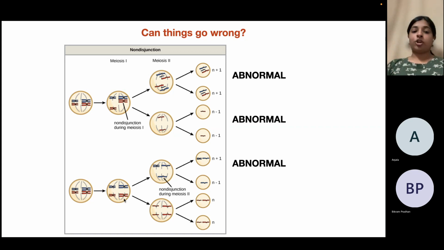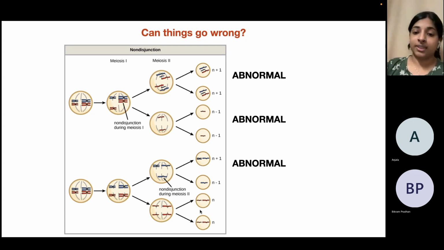Here, the same non-disjunction did not happen in meiosis 1. The chromosomes were segregated properly. But here, instead of the sister chromatids equally separating to ultimately give 2 chromosomes in each cell, one of the cells is not segregating properly and gets 3, and its concomitant daughter cell gets only 1. But in this case, 2 of the daughter cells have a normal phenotype because non-disjunction has happened only in meiosis 2 and not in meiosis 1.